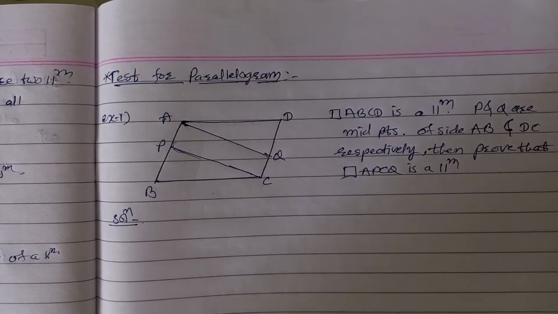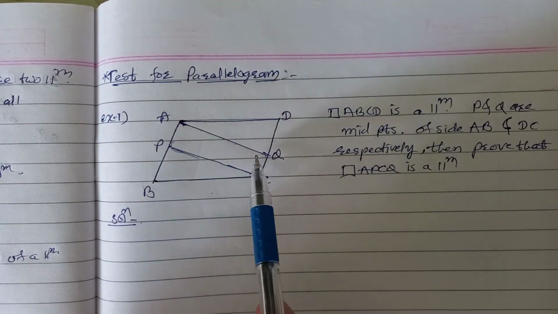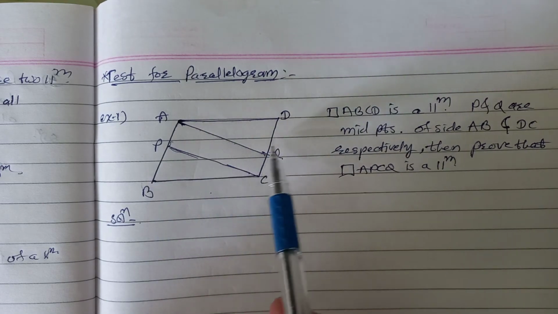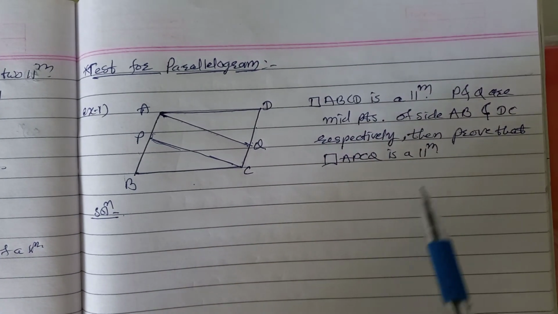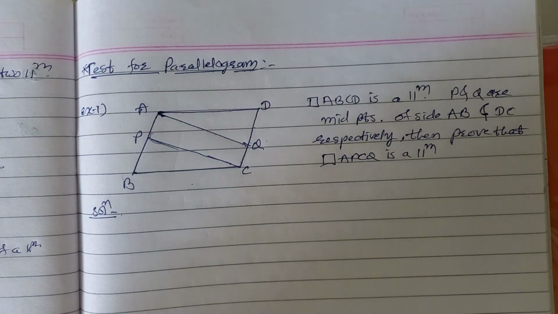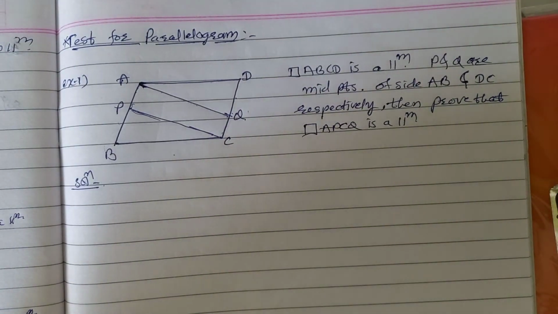Here ABCD is a parallelogram. Then P and Q are the midpoints. Midpoints means these parts are the same, actually a rough diagram, so here these two should be the same. Then what we have to show: prove that APCQ is also a parallelogram. Very simple. See now how to write the proof of this one.